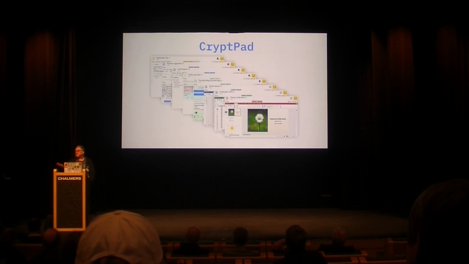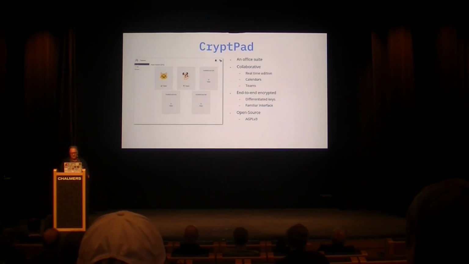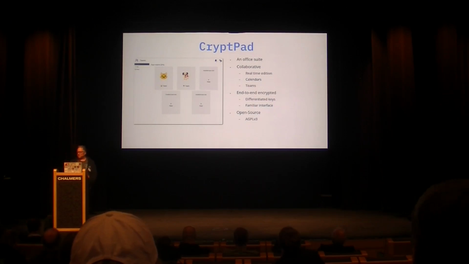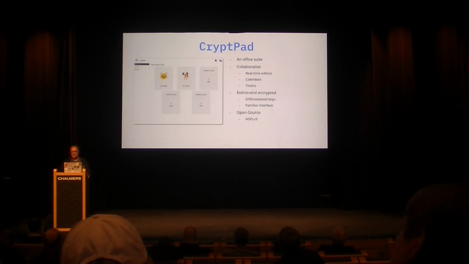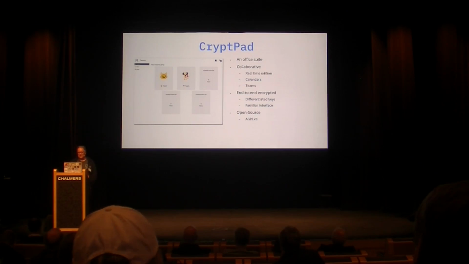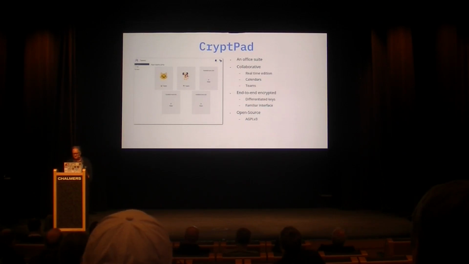You could try to summarize CryptPad as a Google Docs that provides end-to-end encryption. So it's an office suite with document editing. It's collaborative, real-time. It includes even some other additional features like your drive, a calendar inside CryptPad, and a team system. So you can create teams, invite users to be part of your team, and they will share a drive together. But the particularity of CryptPad is that it's all based on end-to-end encryption. It has differentiated keys. Every document will be protected with a separate key.